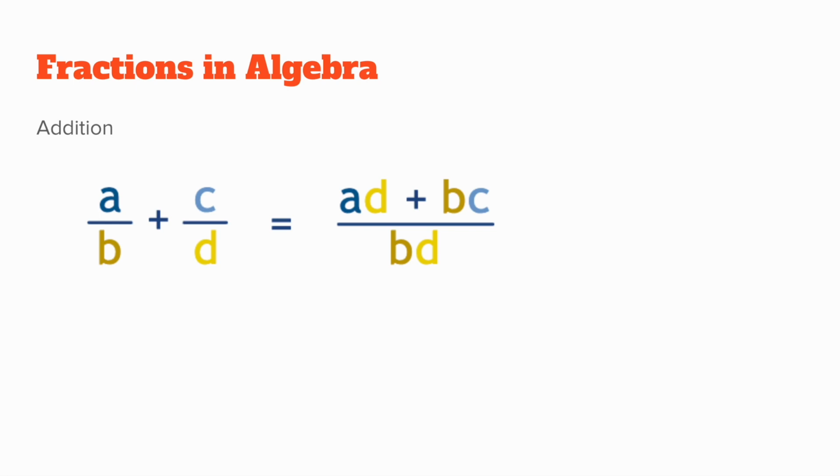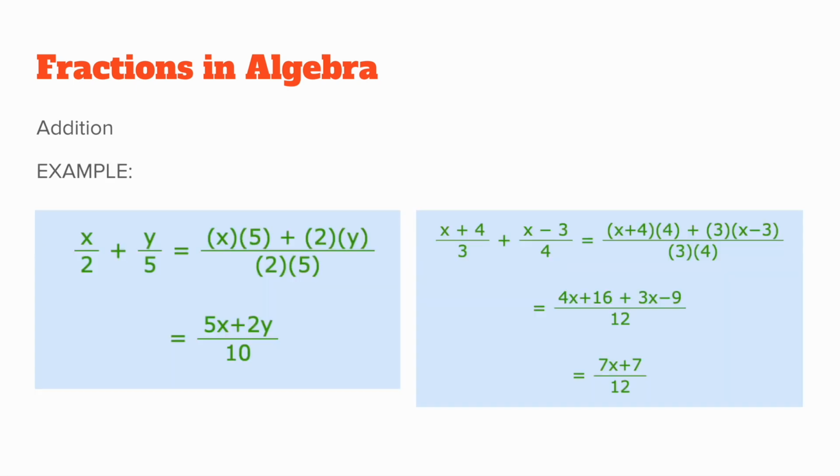When we say the problem is x over 2 plus y over 5, then we need to multiply x and 5, and we need to multiply 2 and y. Then we need to add, and the denominators B and D, which are 2 and 5, would also be multiplied together. So the answer would be 5x plus 2y over 10.